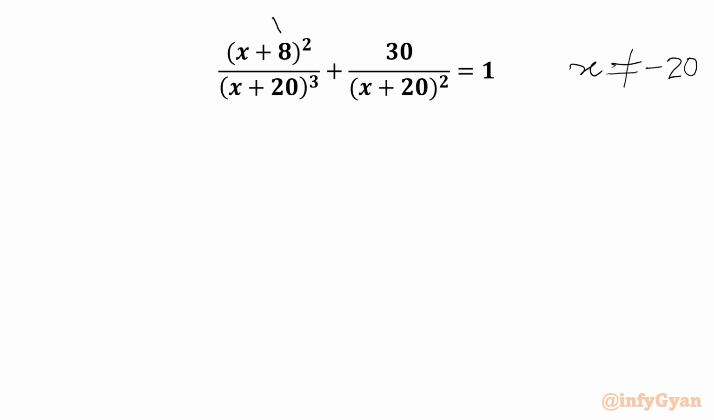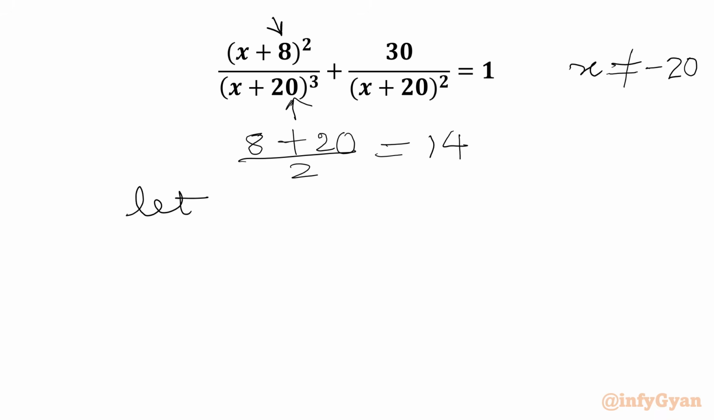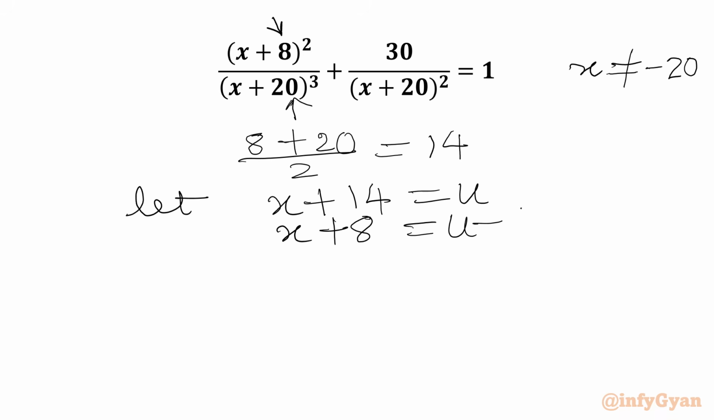Now we have two numbers here, 8 and 20. Let's find out the average of both the numbers. So 8 plus 20 over 2 will be equal to 28 over 2. Value will be 14. Now I will use 14 in substitution. Let us say x plus 14, suppose this is equal to u. So I can write x plus 8 would be equal to u minus 6 and x plus 20 would be equal to u plus 6.